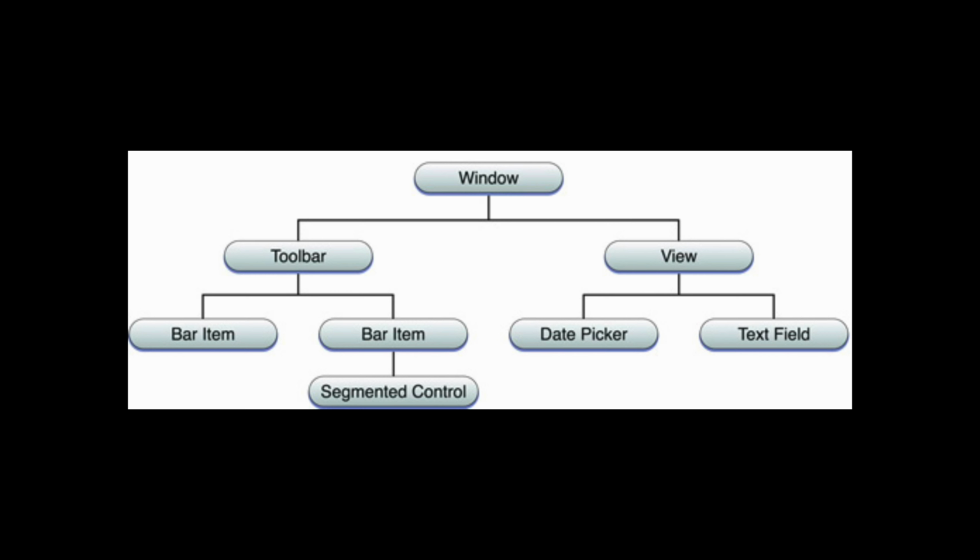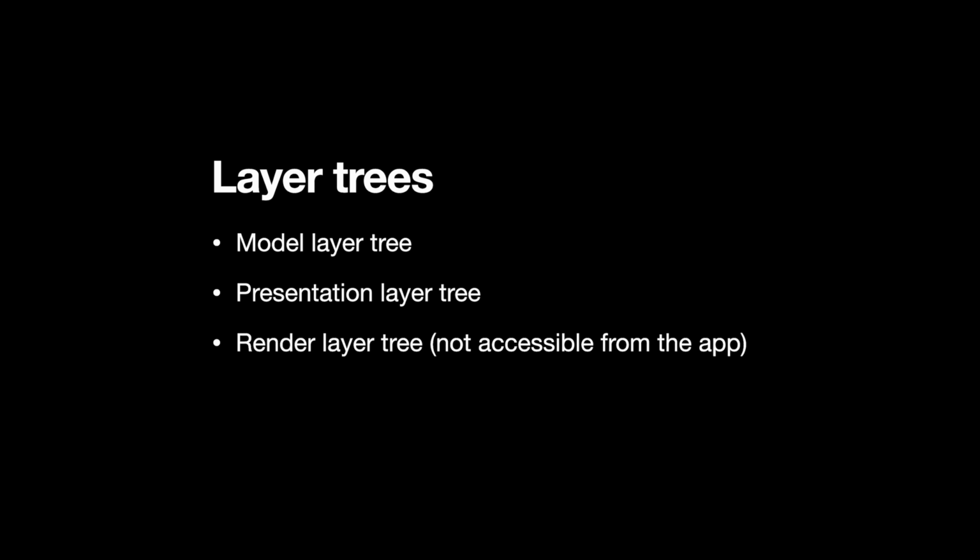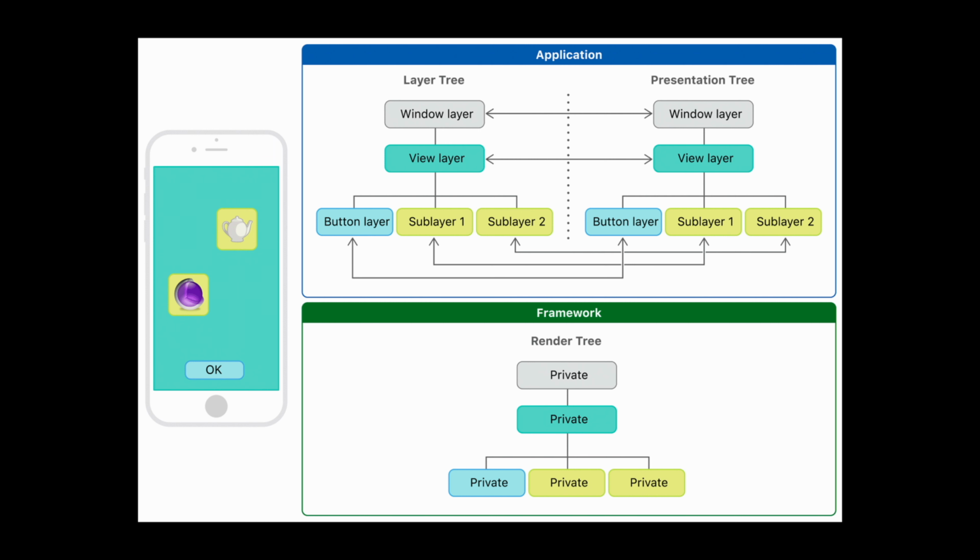Views on the screen together create the view hierarchy or view tree. And under every view we have a layer, so there should be a layer tree hierarchy in the app behind the view tree. But surprisingly, there are 3 layer trees out there. Model layer tree, or simply layer tree, presentation layer tree, and render tree. Each layer tree has a different role in making the content of your app appear on screen.